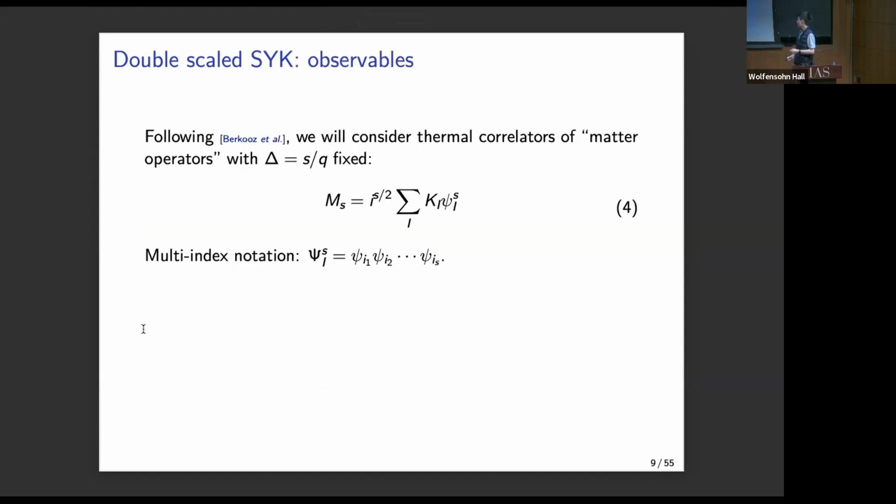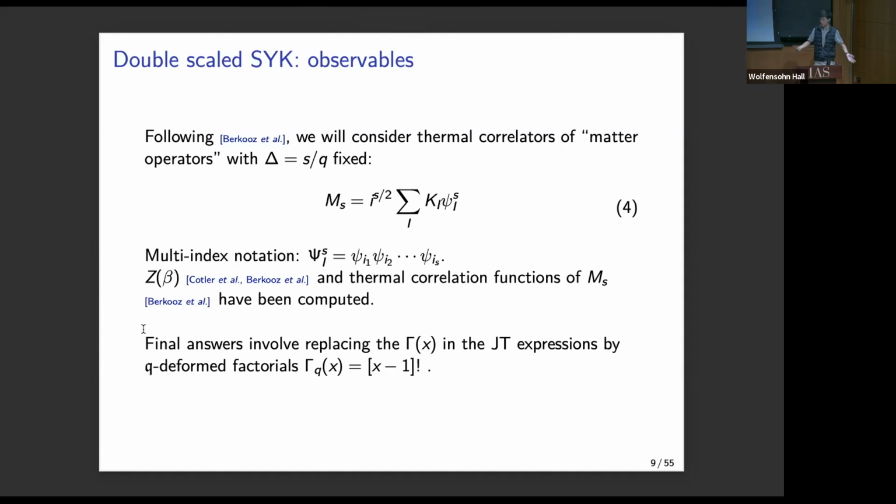Now, the observables in this theory were discussed by Berkooz et al., and they are these random operators. So I'm using a multi-index notation where psi is a product of fundamental fermions. Okay. And K here is a set of random couplings. So it's very similar to the Hamiltonian, except these couplings K are independent of the couplings that appear in the Hamiltonian. Okay. So all the observables, including the Hamiltonian, are just random operators, random coefficients.